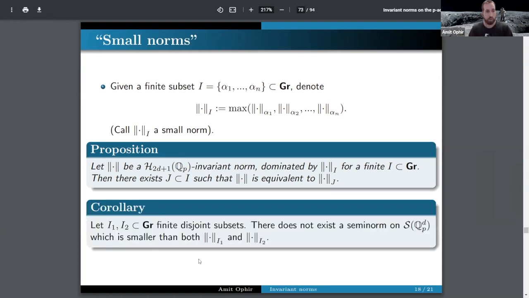And a straightforward corollary of this, but important, says the following. If we have two finite disjoint subsets I1 and I2, and you consider the norm I1 and norm I2, then they are so different that there does not exist a semi-norm on the space of Schwarz functions which is smaller than both of them.